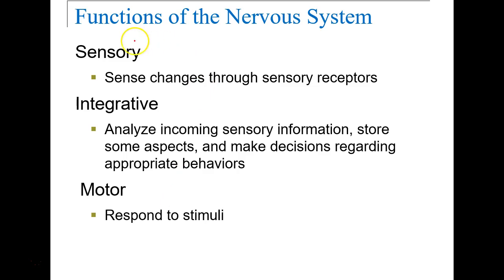Functionally, the nervous system is divided into sensory, integrative, and motor. So sensory, this is where we are sensing the different changes in the body through those sensory receptors. Integrative, we are analyzing that information and making decisions on what to do with those. And motor are our responses to those decisions.